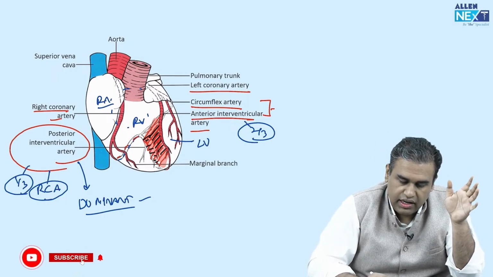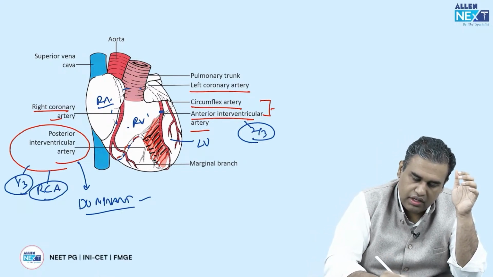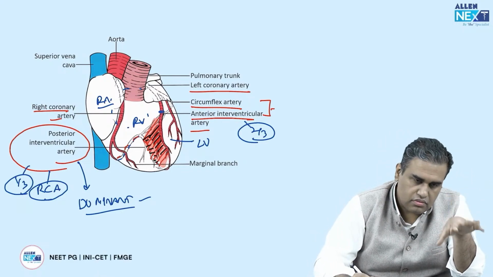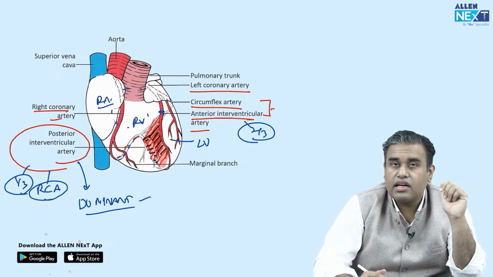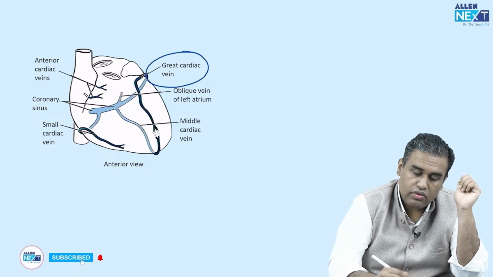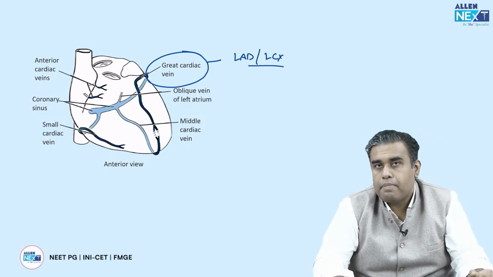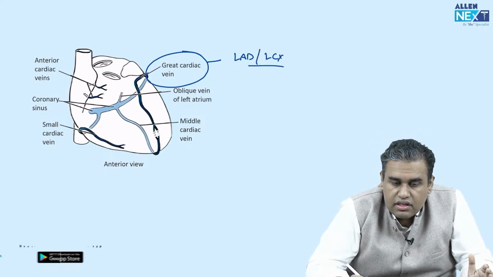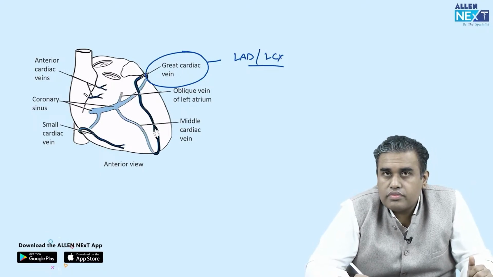Okay. Now regarding this question, what else can they ask? Suppose there is atherosclerosis in LAD. Okay, the surgeon is doing a bypass surgery over here. Once the surgeon lifts this artery, which vein might he encounter? There will be a vein too. So remember the great cardiac vein. It runs along with what? It runs along with the LAD artery and left circumflex artery. So this great cardiac vein is running in the anterior interventricular sulcus or groove.